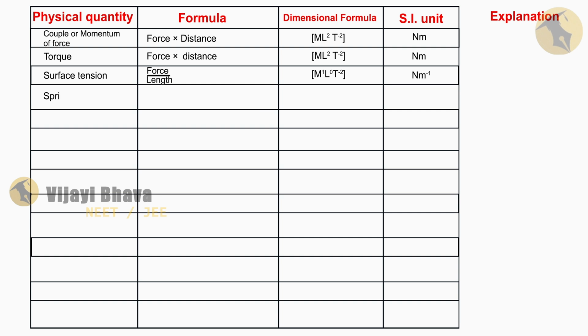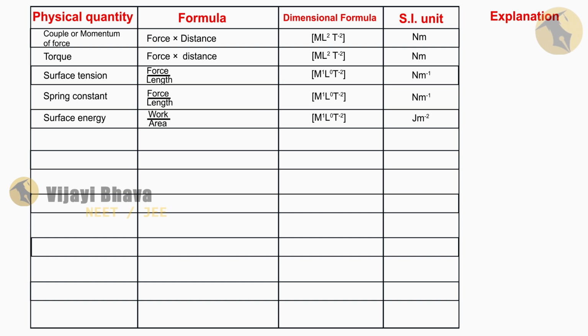The next one, spring constant. Spring constant also has the formula force by length. So its dimensional formula will resemble the dimensional formula of surface tension, which is M1 L0 T minus 2. The next one, surface energy. It has a formula work by area. Work has a dimensional formula M1 L2 T minus 2 by area L2. L2 and L2 get cancelled. So surface energy has a dimensional formula M1 L0 T minus 2.